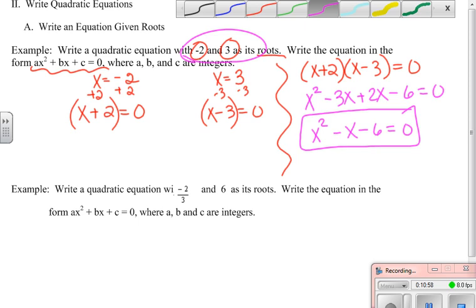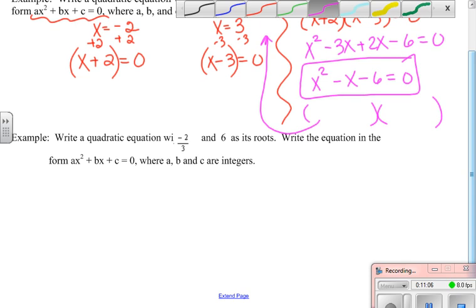So we basically took our solving process, where here we would factor, and we worked it backward. So what does it look like if I have something scary like -2/3 and 6? Well, our process is going to be exactly the same, so that means we ended up with x equals -2/3 and x equals 6 as our final answers.